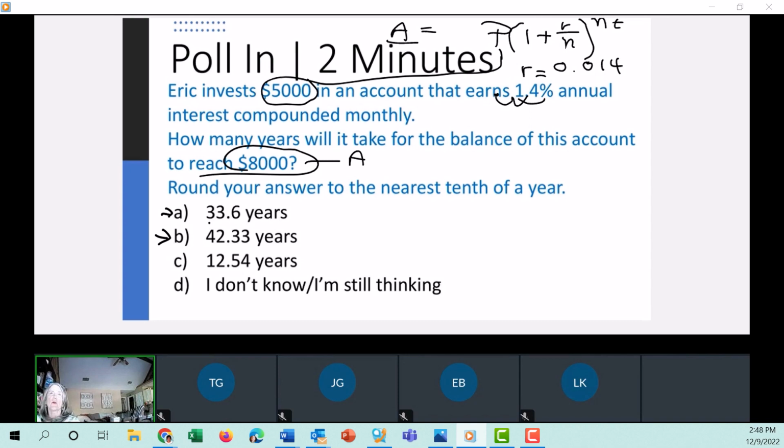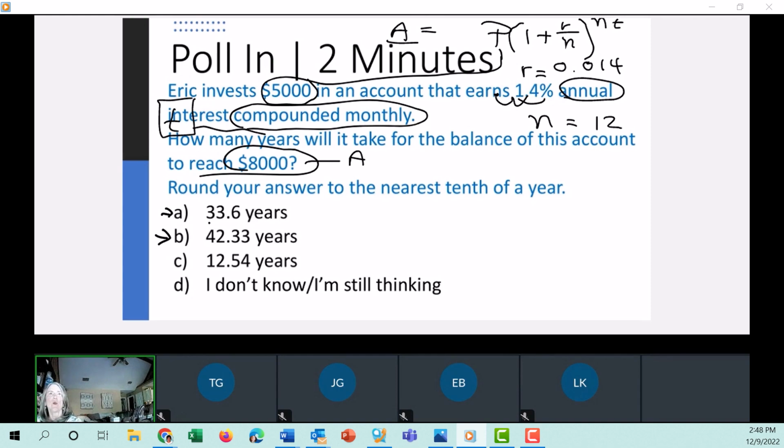N is the number of times it's compounded. Well, it's compounded monthly, and our time is annually. So how many months do we have in a year? N is equal to 12. Now, T is going to be our time. T is going to be the variable that we're looking for. So let's put everything into the formula.